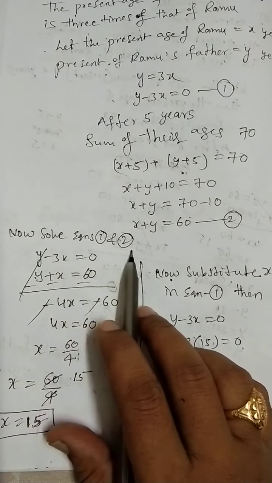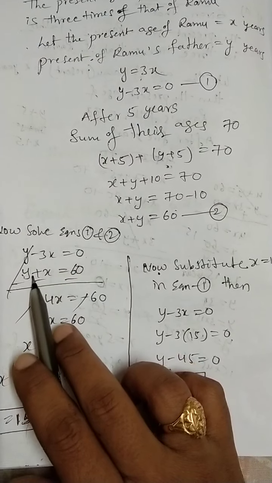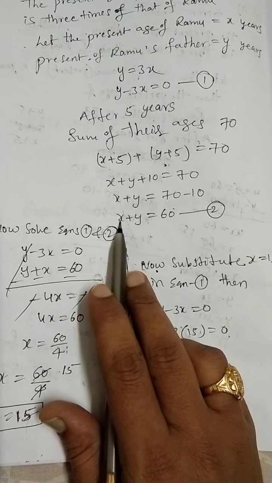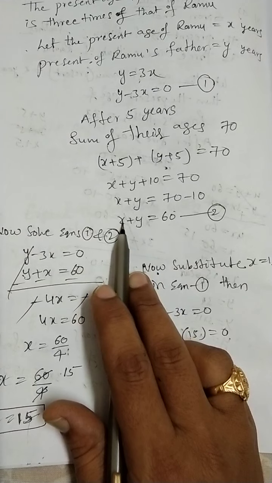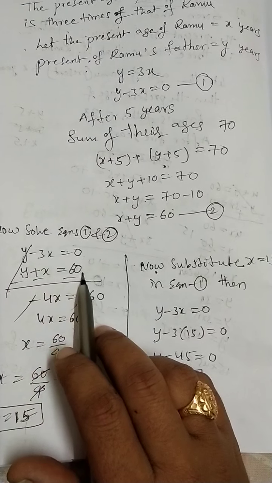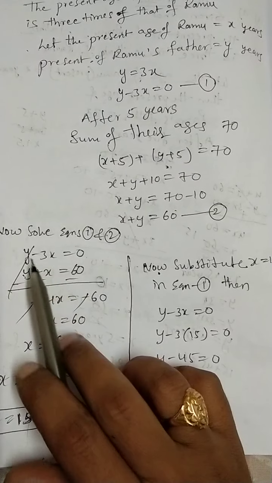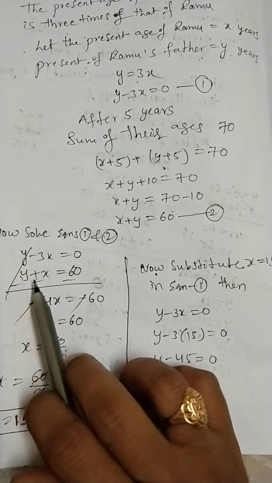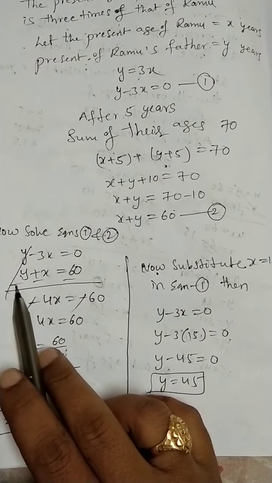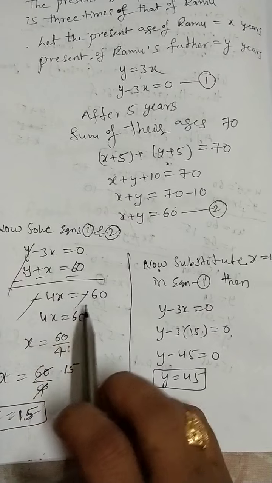Now solve equation 1 and 2. See, y minus 3x is equal to 0, and here I am just interchanging the order, that's it. y plus x is equal to 60. Now when we are cancelling variables, we should change the symbols of the second equation. Here plus means minus, plus means minus, plus means minus we need to take.